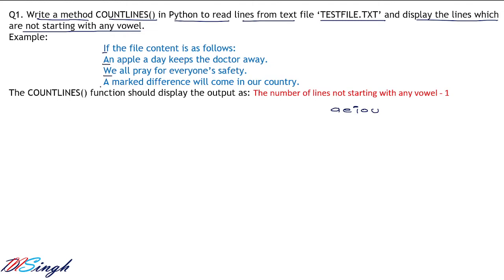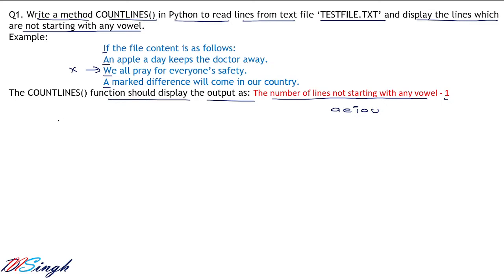Okay, so starting again the same way, we can have here what? First letter checked. If it is a vowel, then we need to increase our counter, because we need to maintain total number of lines that are starting from vowel, and the count lines function should display the output as the number of lines not starting with vowel is like 1. Okay, because here one line is not starting with vowel, remaining all are starting with vowel.